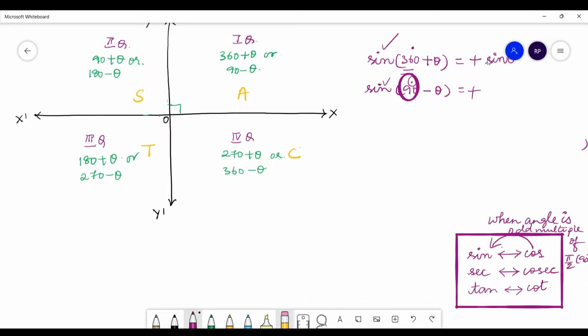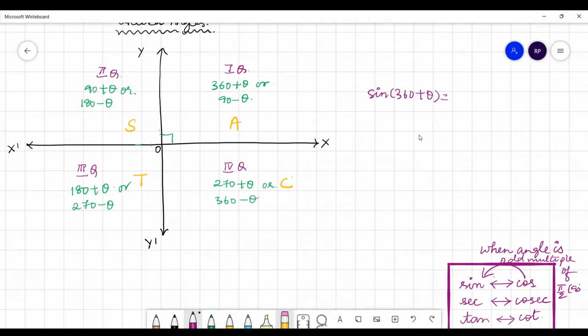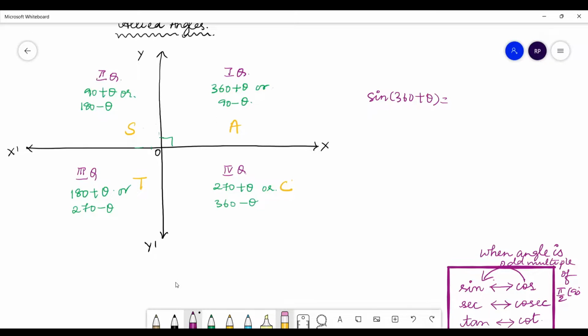Now let me consider the same question. Let me erase this. Let me consider sine of 360 plus theta. According to what we have learnt, first step, see where this 360 plus theta is. It is in the first quadrant. So don't worry about the sign because all are going to be positive. The sign of the RHS, whatever value we get, is going to be positive, right? So don't worry about that. Now see the angle here. It is 360, an even multiple of 90, correct? So sine will remain as it is, and theta.